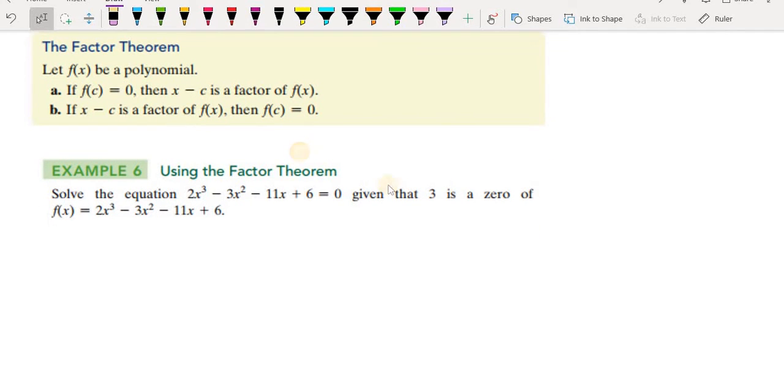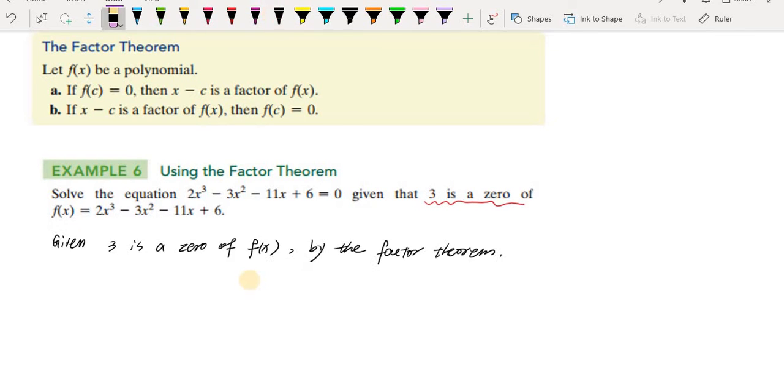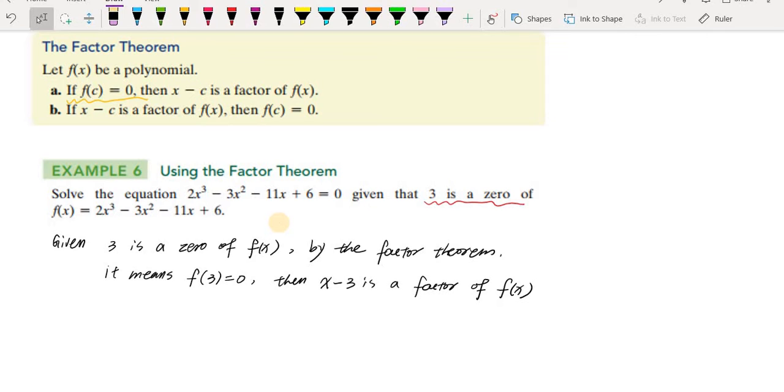So in this question, they're giving you that 3 is a 0 of your function. So I'm going to write it down. Given 3 is a 0 of f of x, by the factor theorem, it means f of 3 equals 0. If you look at this definition right here, we say if this is 0, that means f of c is 0. So f of 3 is 0. Then x minus 3 is a factor of f of x. All I'm doing is just plugging 3 in for my c in this case. So that's my c. So 3 is given to me. I just follow the factor theorem.